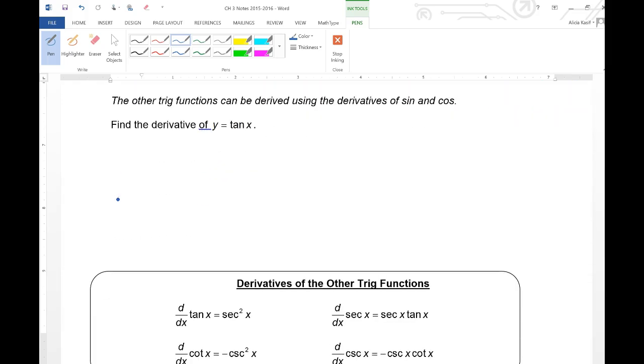Okay. So which ones did I say you have to memorize? Sine, cosine, and tangent. They're all down here. What we could do is quotient rule, or we could do, well, we don't have what's called chain rule yet, but we could find all of these with just knowing sine and cosine.